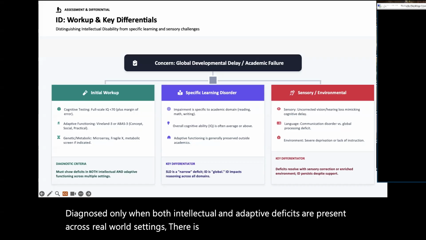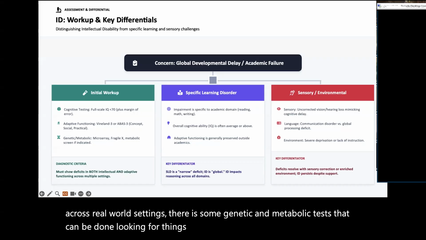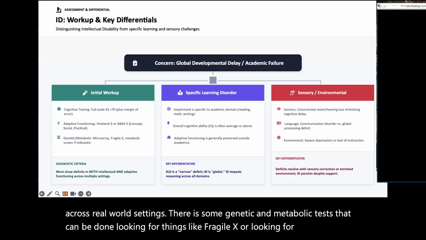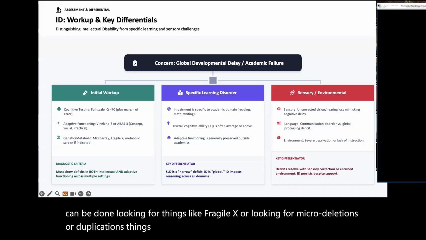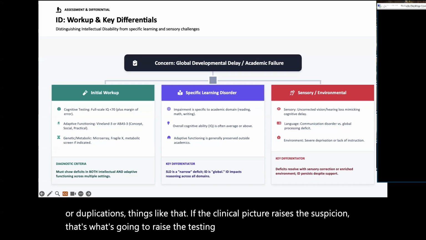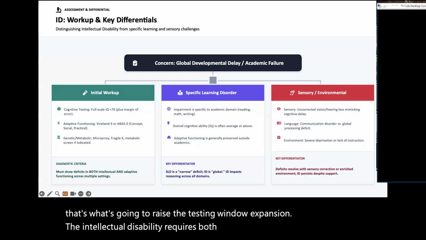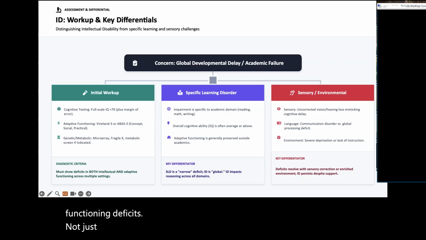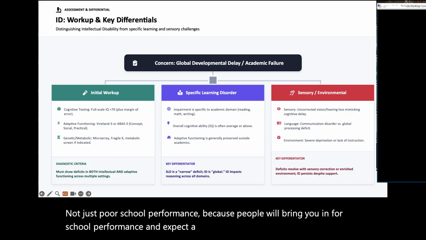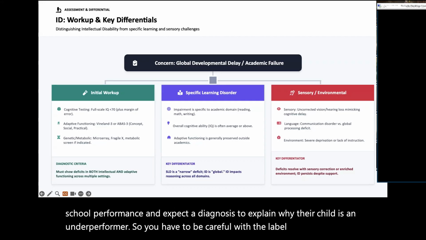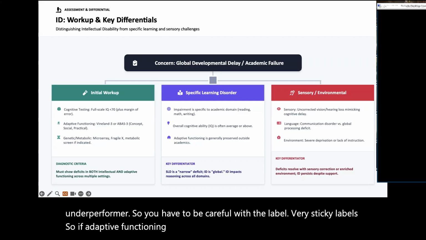There are some genetic and metabolic tests that can be done, looking for things like Fragile X or looking for microdeletions or duplications, things like that. If the clinical picture raises the suspicion, that's what's going to expand the testing window. Intellectual disability requires both intellectual and adaptive functioning deficits, not just poor school performance, because people will bring you in for school performance and expect a diagnosis to explain why their child is an underperformer. So you have to be careful with the label. Very sticky labels. If adaptive functioning is intact, then intellectual disability becomes unlikely.